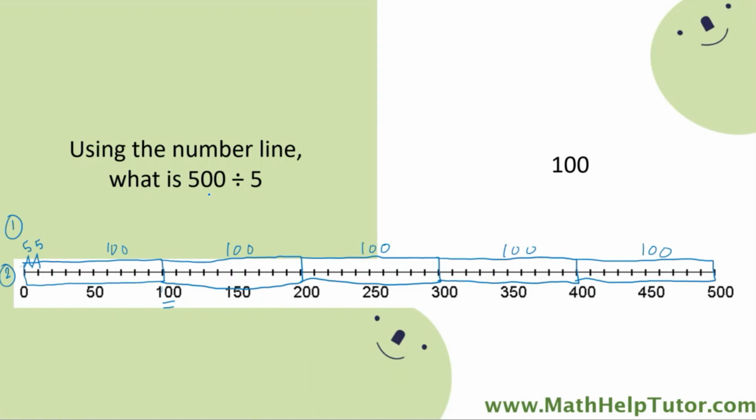So the number 500, when divided into 5 equal sections, or sections that have exactly the same number in them, each section is 100 numbers long, or has 100 in them. And that is the answer to 500 divided by 5.